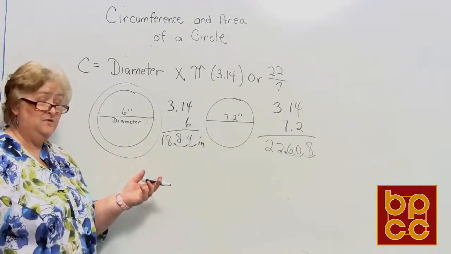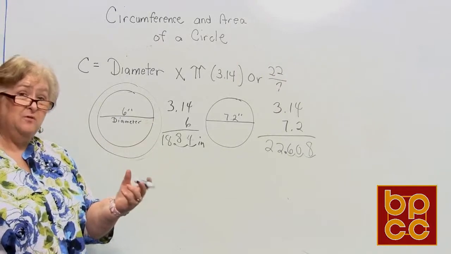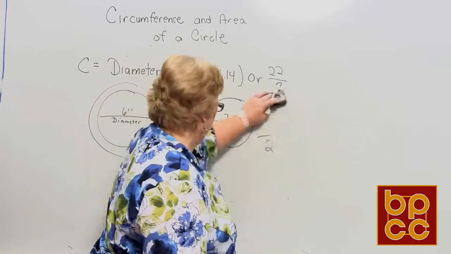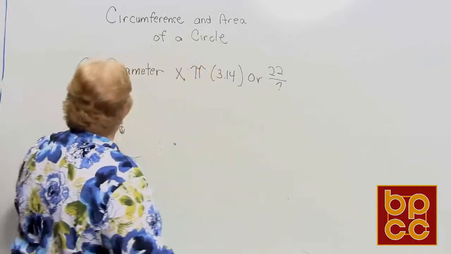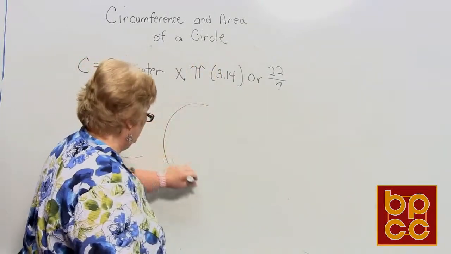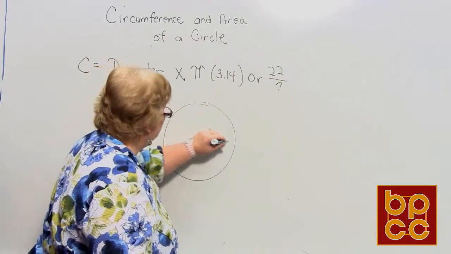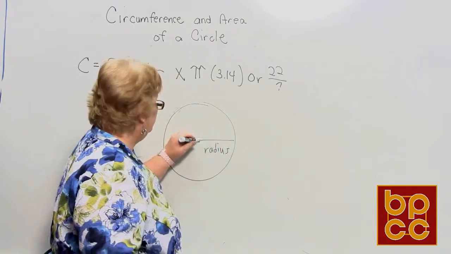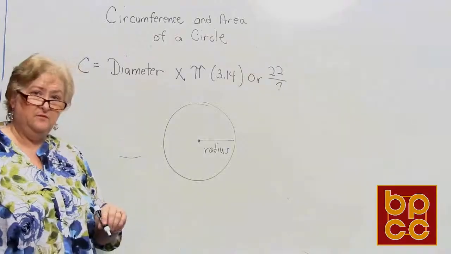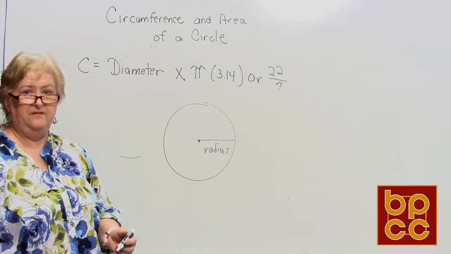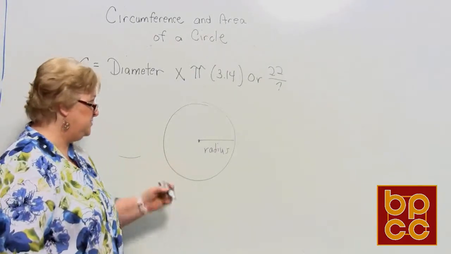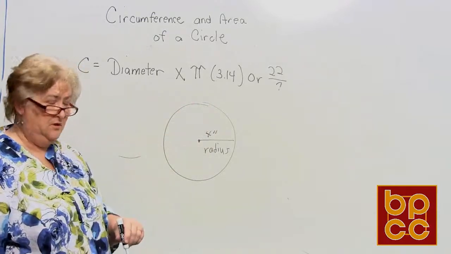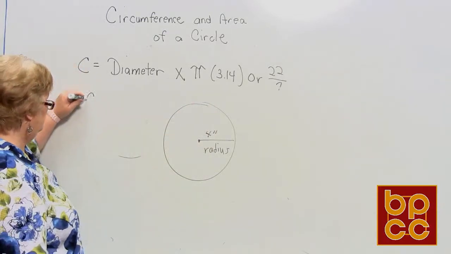Now, a lot of times you're not given diameter. Sometimes you're only given radius, so we need to talk about that as well, okay? Let's say you have a circle, and this time they're giving you the radius. Now the radius is nothing but half the diameter, so you know it takes 2 of those to make the diameter.